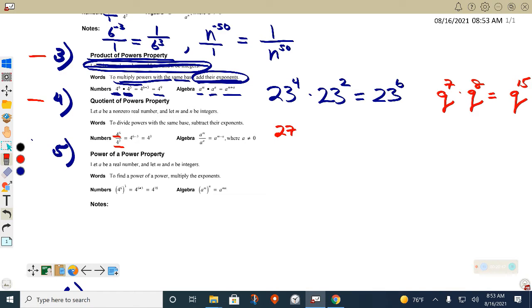Watch this. 27 to the 10th power divided by 27 to the 2nd power, let's just say. Same base, 27, that's Dominguez's favorite number. This rule says, I'm going to cross out the fancy stuff and get right to the words. To divide powers with the same base, subtract the exponents. So 27 to the 8th. Rocking and rolling.